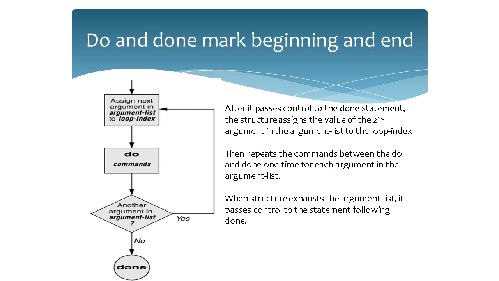So after the control structure passes the control to the done statement, the structure assigns the value of the second argument in the argument list to the loop index. Then it repeats the commands between the do and done one time for each argument in the argument list. When the structure exhausts the entire argument list, it passes control to the statement following done.